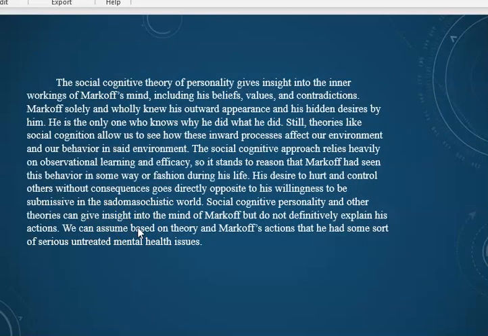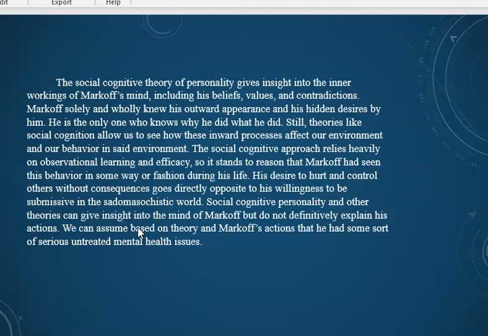The social cognitive theory of personality gives insight into the inner workings of Markhoff's mind, including his beliefs, values, and contradictions. Markhoff alone knew his outward appearance and his hidden desires. He is the only one who knows why he did what he did. Still, theories like social cognition allow us to see how these inward processes affect our environment and our behavior in said environment. The social cognitive approach relies heavily on observational learning and efficacy.